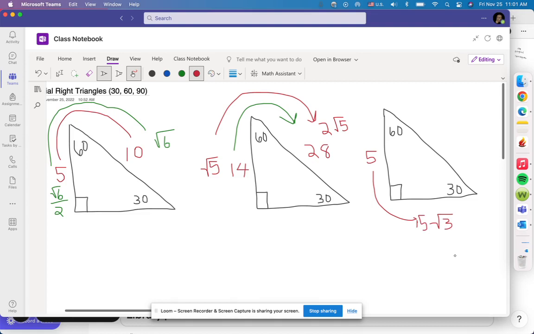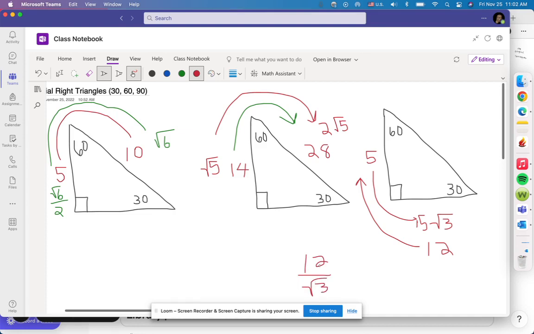Same deal if I'm going backwards. Let's say this is 12, this is opposite 60, and I'm going to opposite 30. I'm not going to multiply by square root of 3. I'm going to divide by square root of 3. I'm running out of space, so I'm going to write it down here. I'm going to say 12 divided by square root of 3.